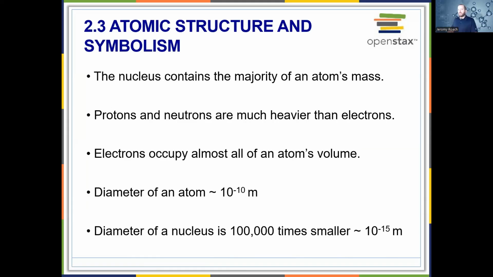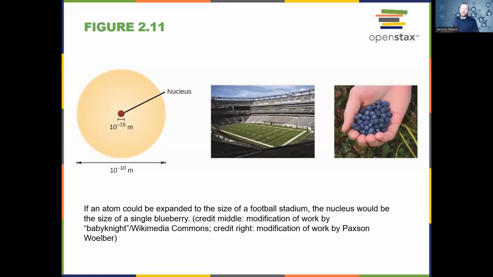It's a bit difficult to think about these numbers in terms of scientific notation because they are so small. So I think it's a little bit easier to take a look at a diagram of this. So here's the nucleus. Its diameter is 10 to the negative 15th meters. The diameter of the entire atom is 10 to the negative 10 meters.